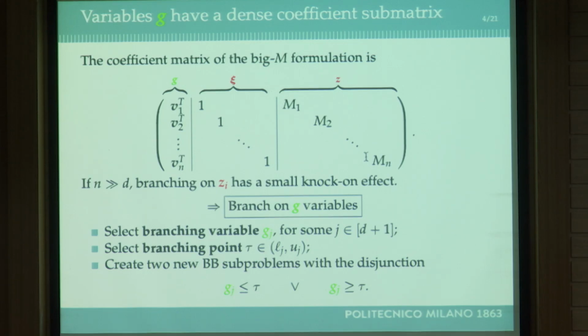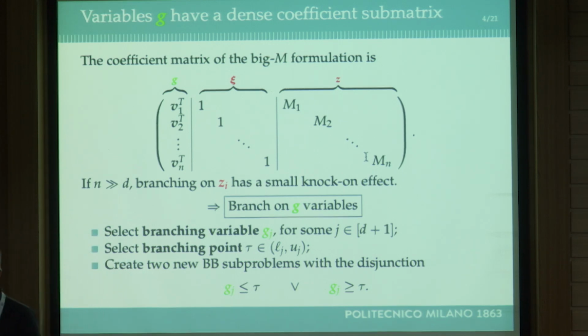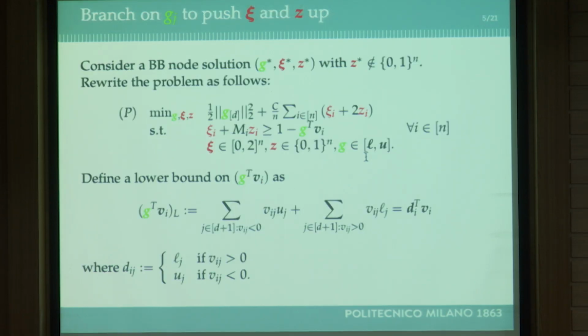So spatial branching consists of finding an index j and a branching point tau so that I get what I want. And what I want is really to make sure that the two nodes that I obtain from branching have as much of a gain in objective function value as possible. Or better, the minimum gain in objective function value that I get between the two new branch and bound nodes is maximized, because then I know that the lower bound is going to grow.